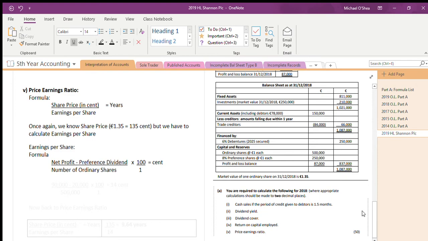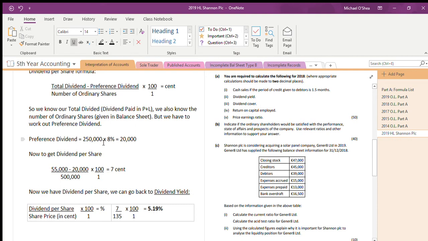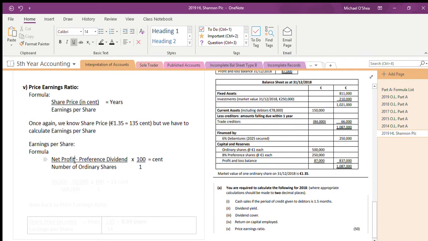I'll just show you again where I've seen that 20,000. We first worked it out here. Preference dividend. Preference shares multiplied by the return. 250,000 multiplied by 8% is 20,000. So I know my net profit because it's given. I know my preference dividend because I've worked it out. My number of ordinary shares is given as well, 500,000 multiplied by 100 over 1 equals cent. This gets me my earnings per share. So I can find out my earnings per share. 90 minus 20 divided by 500 multiplied by 100 over 1 is 14 cent.